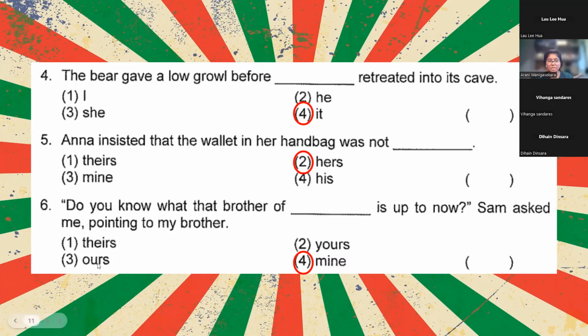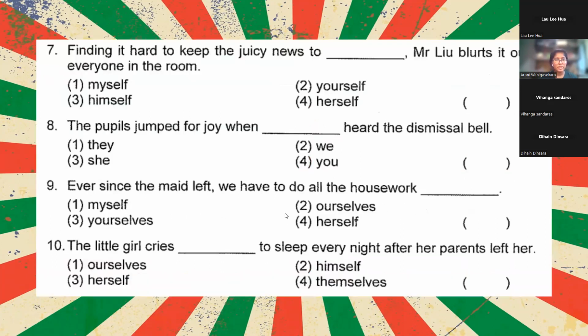Okay, you can't use ours in here because they seem not to be related. Do you know what that brother of ours is up to now? So if you use ours, basically that person has to be Sam's and the other person's brother. Okay, so it's normally yours or mine. So we'll move on to the next sentence.